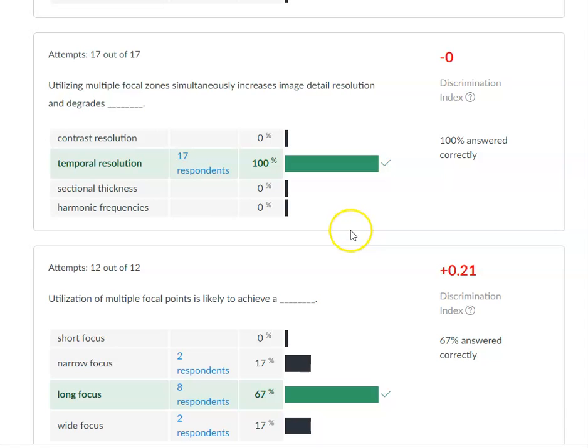Next, utilizing multiple focal zones simultaneously increases the image detail resolution and degrades the temporal resolution. So anytime we increase image detail, we're pretty much decreasing temporal resolution.